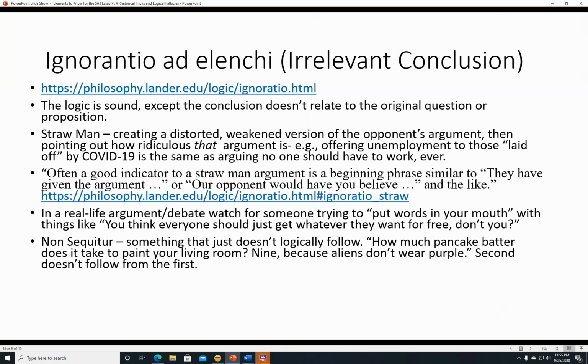So, in a real-life argument or debate, you also want to watch for someone who's trying to put words in your mouth. Like, in this case, the person might be saying to you, you think everyone should just get whatever they want for free, don't you? People will try to do that.